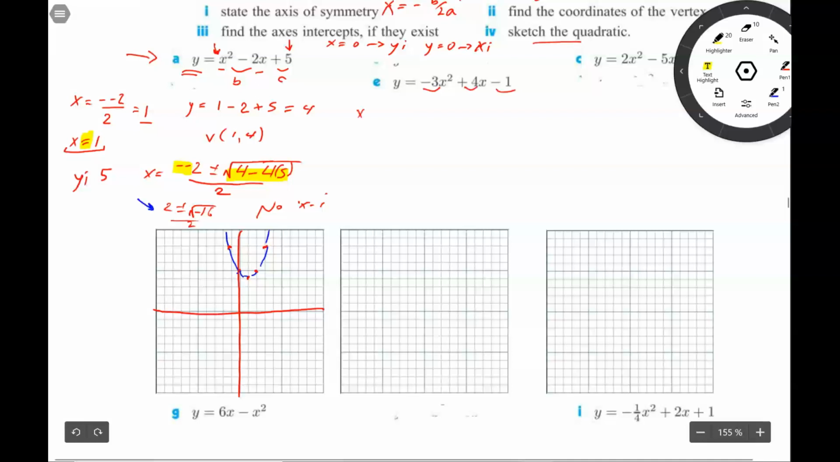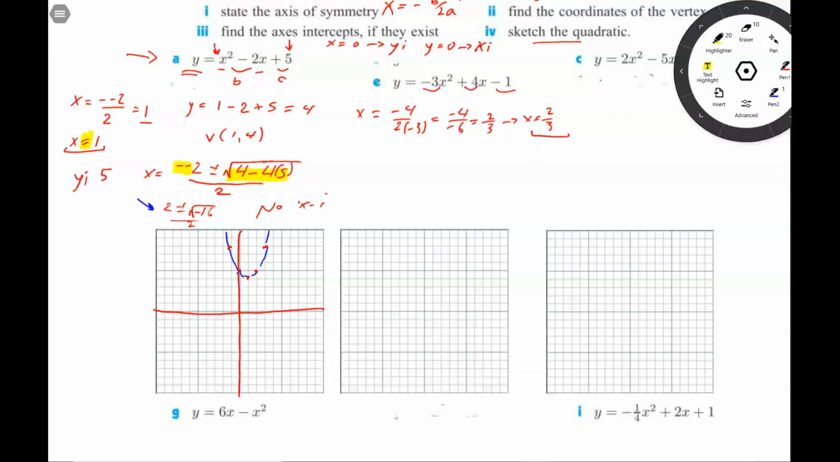So our axis of symmetry would be x equals -b over 2a. So -4 divided by 2 times -3, which would be -4 divided by -6, which is equal to 2/3. So our axis of symmetry is x equals 2/3. Our vertex would be using this as the x coordinate of the vertex.